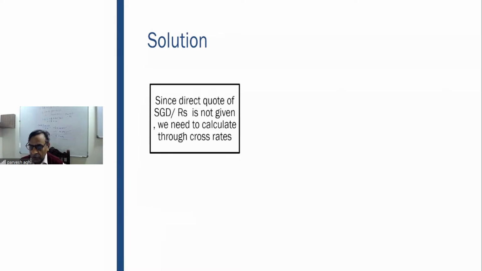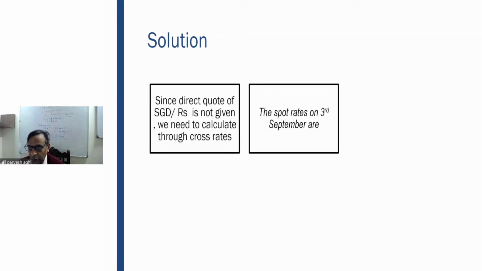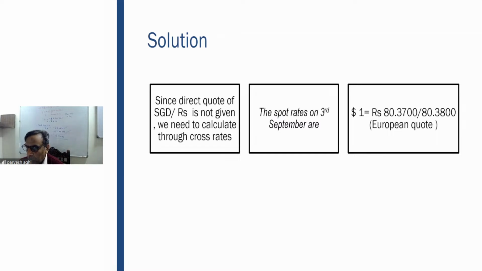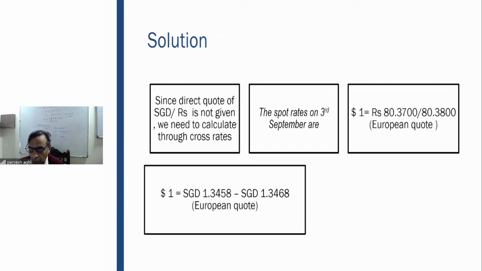Okay. Now, since the direct quote of Singapore rupee is not given, we don't know how much 1 rupee is equal to in Singapore dollars. We need to calculate through cross rates. The spot rates on 3rd September are $1 is equal to so many rupees, both bid and ask, and $1 is equal to so many Singapore dollars. Now, both are in European.